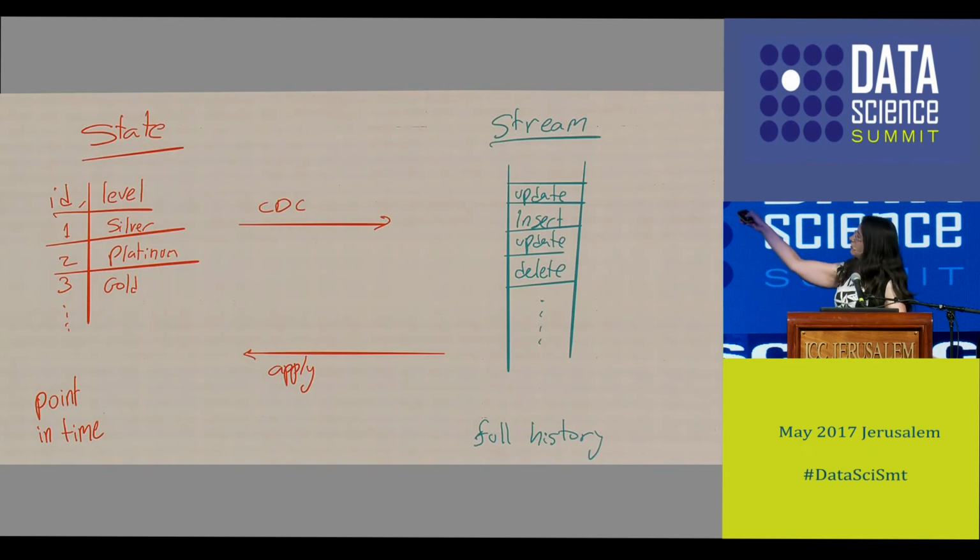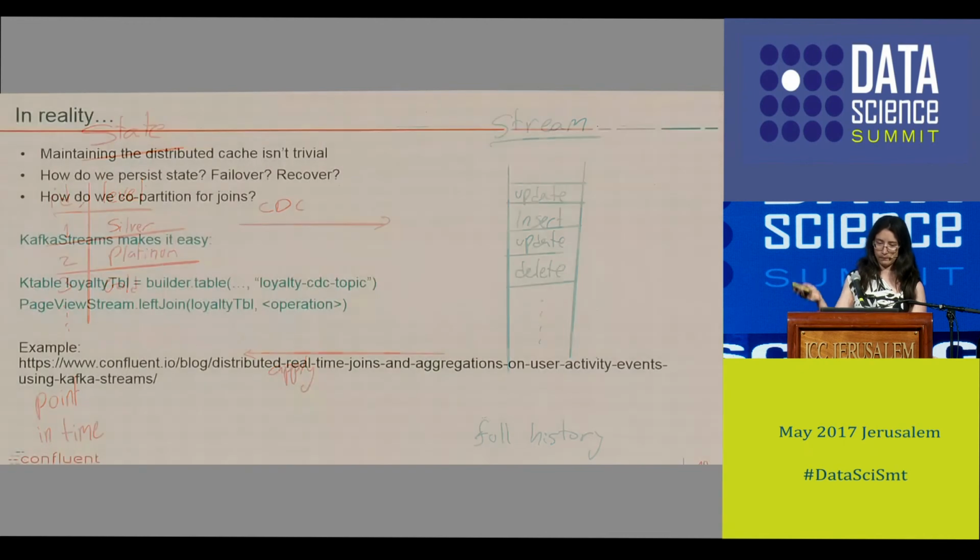So this is pretty much what it looks like. We have the state. We do change data capture. We get the updates and inserts. And then we apply the updates and inserts onto our cache to get the state again.